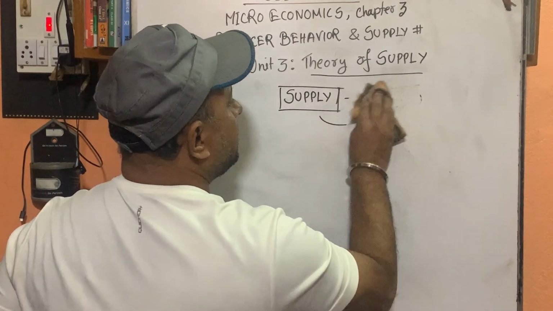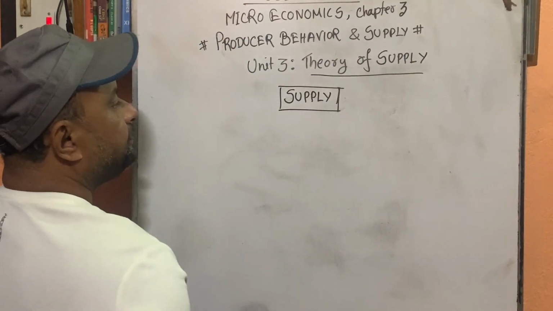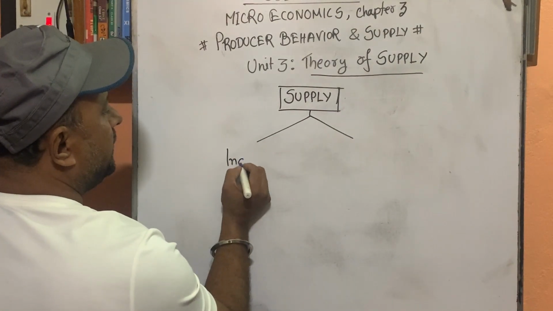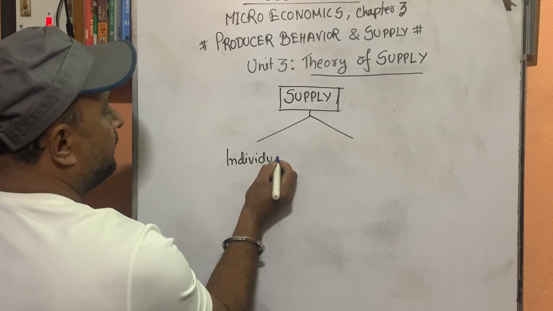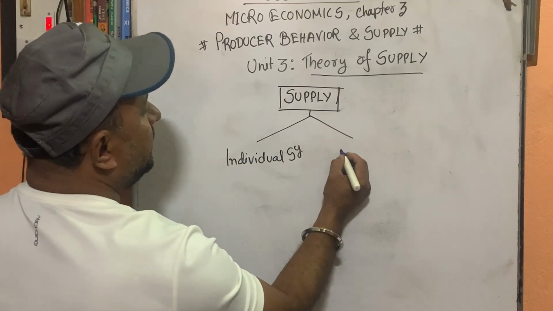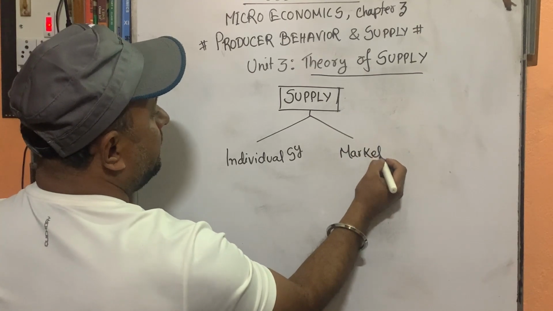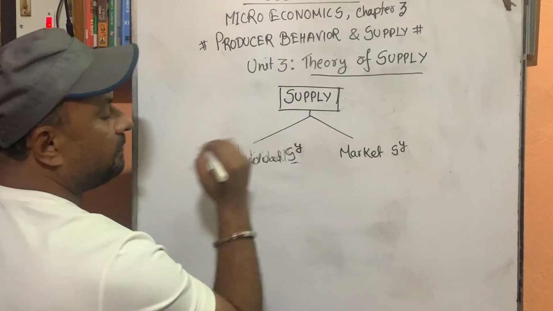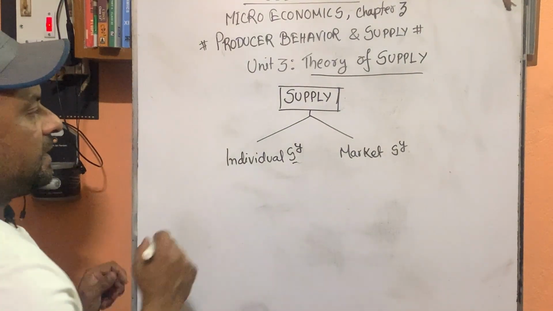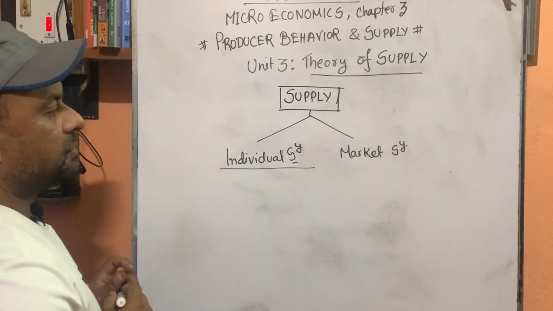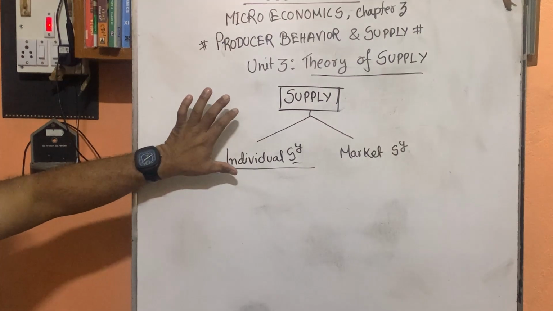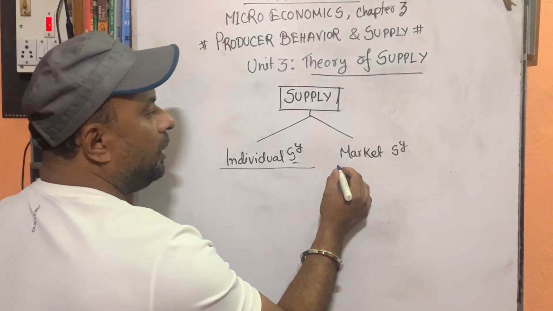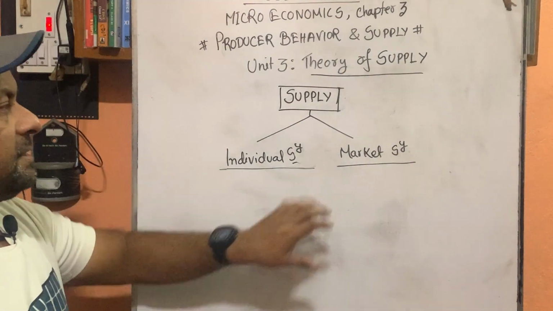Same as demand, supply also has two types. One is individual supply, another is market supply. S superscript Y means supply in short. Individual supply means supply of an individual seller or producer. How much a producer is willing to sell, this is individual supply. Market supply means supply of all the producers in the market.